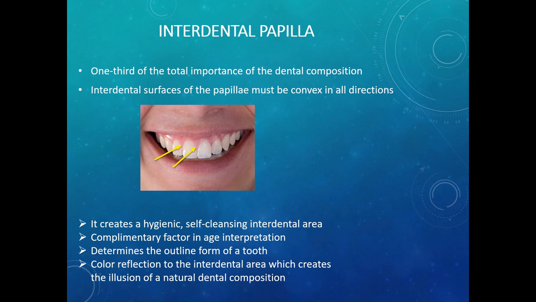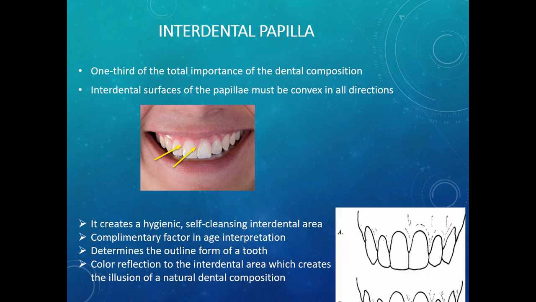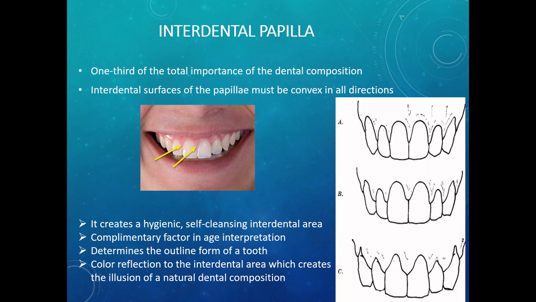The second one is that it's a complementary factor in age interpretation. So the papilla becomes progressively shorter and wider in the older dentogenic interpretation, as you can see in this picture. So the first one is of a normal youthful contour of interdental papilla. The second one, the shortening can be noticed as the age progresses, and then the papilla becomes progressively shorter and wider in an older dentogenic interpretation.